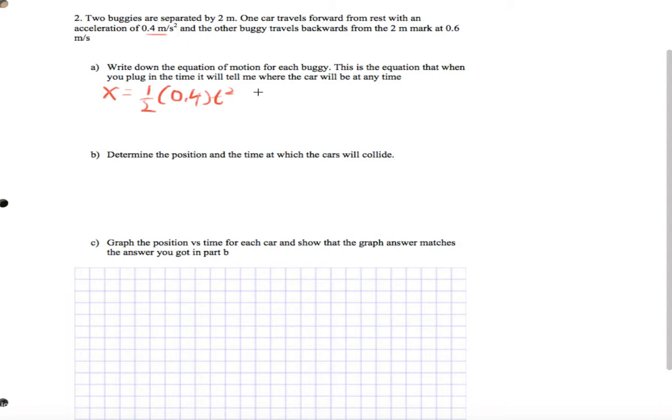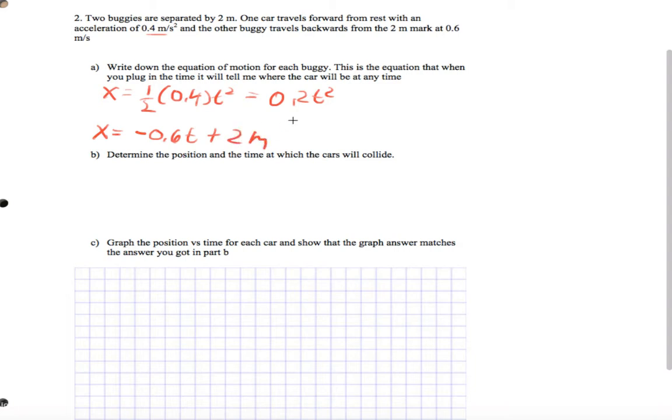And since its initial speed is 0 and its starting position is 0, we can simply write its equation of motion as 0.2 t squared. Now the buggy that's traveling backwards, it's a line equation that describes it since it's moving with constant velocity. So its equation, since it's going backwards, has a negative slope, and that's negative 0.6 t, plus its y-intercept, which is where it starts, and it starts at the 2-meter mark.